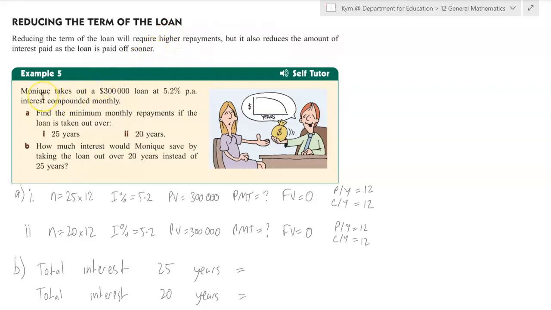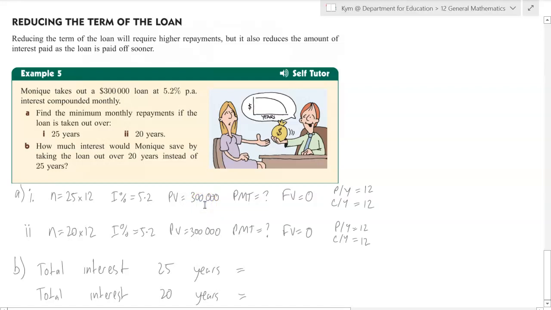So in this example, Monique takes out a loan of $300,000 at 5.2% per annum, with interest being compounded monthly. Part A asks us to find the minimum monthly repayments if the loan is taken out over 25 years and then 20 years. To save a bit of time, because we have done that a few times now, I'll put those values into the graphics calculator. So for 25 years, because it's compounded monthly, N is 25 times 12. The interest rate is 5.2%.